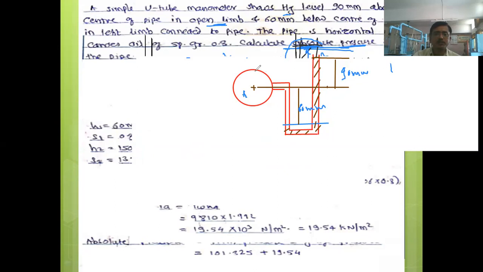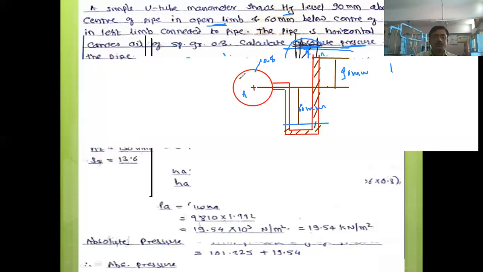This is the point A, specific gravity 0.8. So the same condition we have to use here, under equilibrium condition. The pressure head in the left limb above the datum must be equal to the pressure head in the right limb. So who will tell me the formula? Let us consider HA as the pressure head here, H1 here, H2 here.